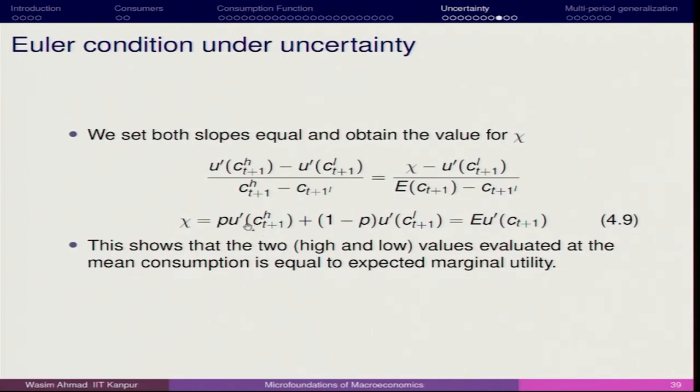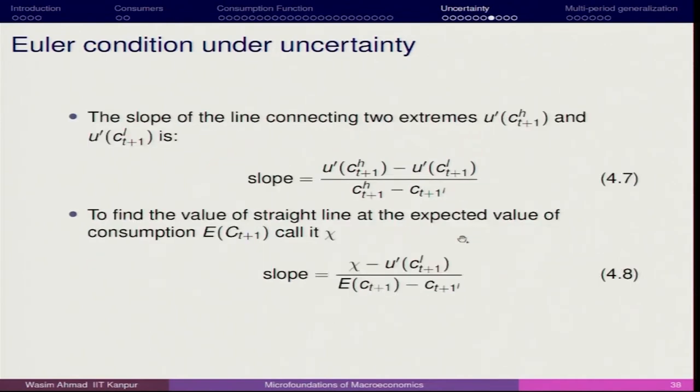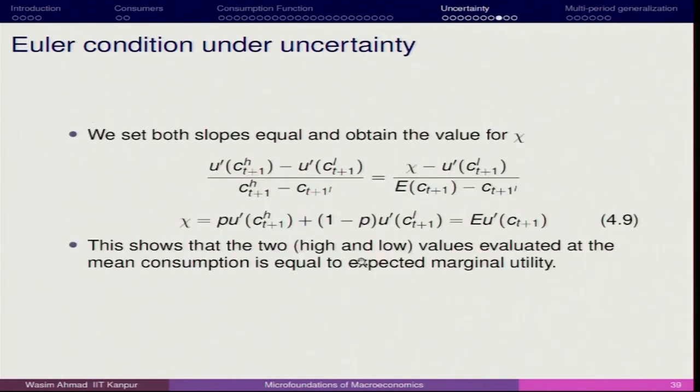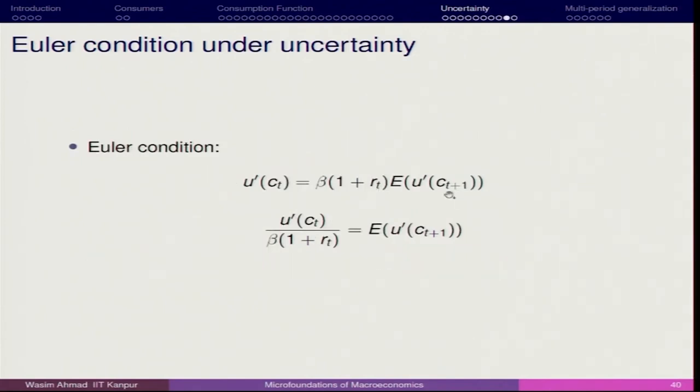if I solve for x here, then we have the probability attached to the marginal utility of future consumption given high income, plus 1 minus p times the marginal utility of future consumption given low income, which is equivalent to the expected marginal utility of future consumption. This is what we wanted to get. So, we got this point, and this is the value we are getting. We have added this here: the two high and low state scenarios evaluated at mean consumption equal the expected marginal utility, and with this we will be satisfying the criteria. The criterion concerns the expected marginal utility of future consumption of this representative consumer, and this is how it looks.